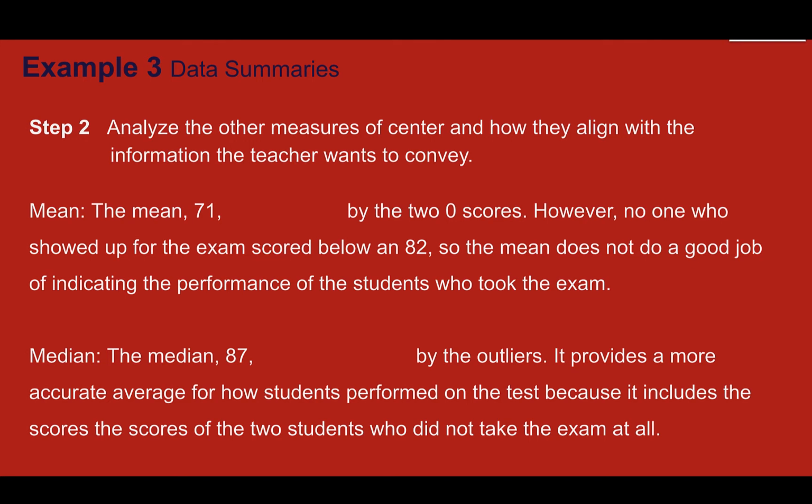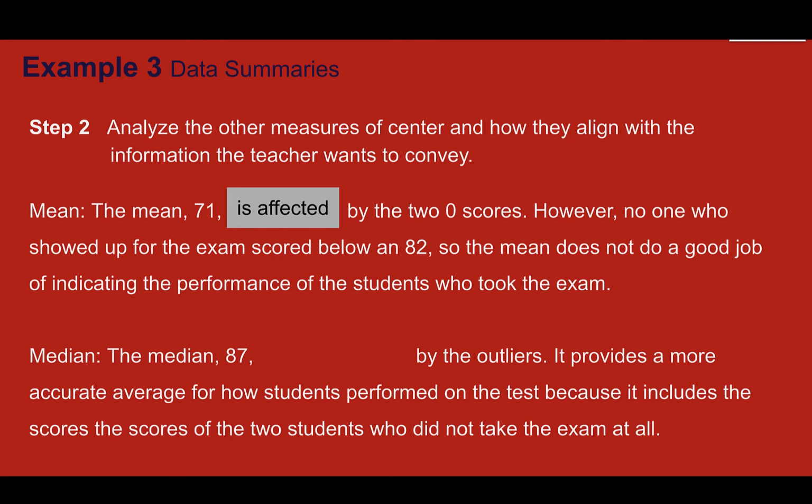The mean, which was 71, is affected by those 2 0 scores. Okay, those zeros brought the number way down. If we were to look at the other data, no one who showed up for the exam scored below an 82. So saying that the average student scored 71 isn't really doing a good job because everyone that showed up had at least an 82. So the mean is not really a good statistic for this situation.